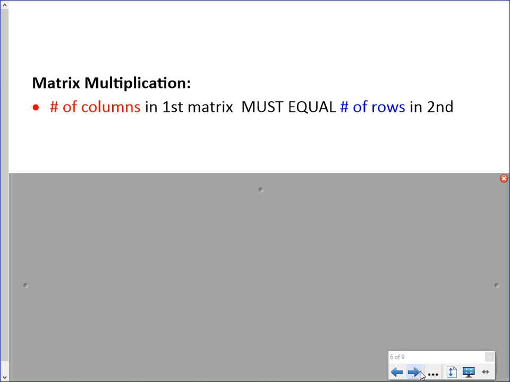So matrix multiplication has a different rule. To multiply two matrices, they do not have to have the same order. The only thing that must be true is that the number of columns in the first matrix must equal the number of rows in the second matrix. So columns in the first must equal rows in the second.